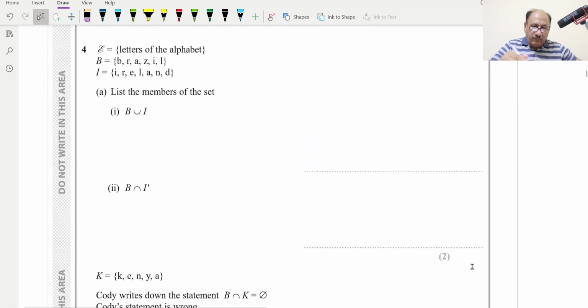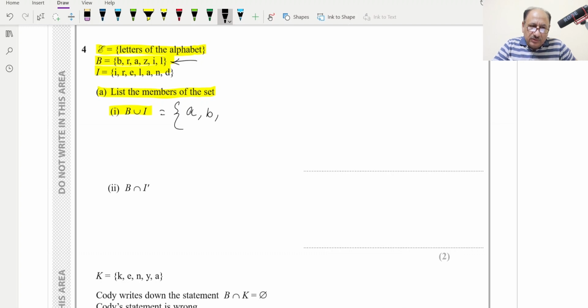Now, question number 4 says the universal set is the letters of the alphabet, and B is given, I is given. List the members of the set B union I. So B union I is required. Union will include all the elements in B or in I, but without duplication. So we can write B union I will be equal to, so A is in both, so we'll write A only once. B is in B, so we'll write B.